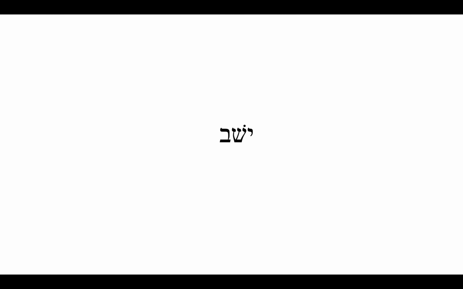Yashav, which means to sit or remain or stay or dwell. Probably most often to dwell. Katav, to write, record, or register. Matzah, to find. Nata, stretch out, extend, incline. Natan, give, deliver, set, permit.